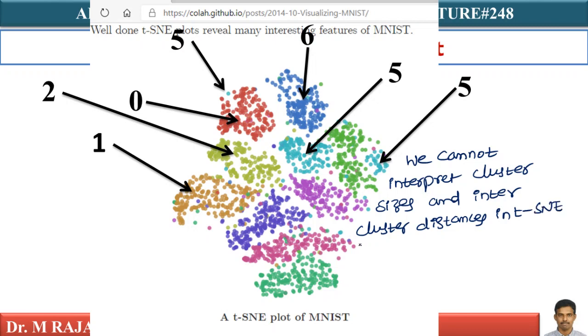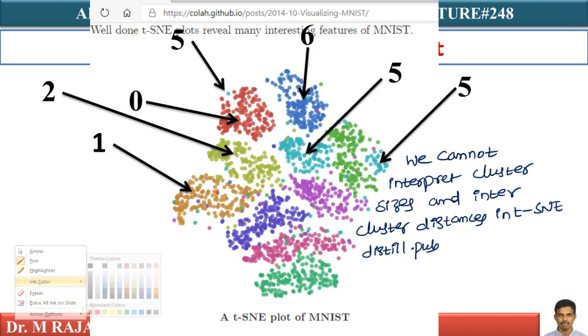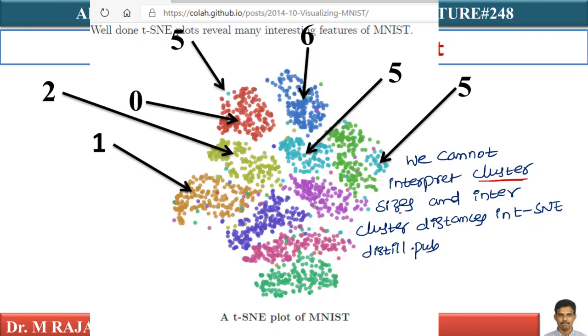I already discussed this in distill.pub. While discussing the outcomes of t-SNE, we discussed these two concepts. This you must understand. What are those two important concepts? I cannot interpret cluster sizes. I cannot interpret intercluster distance. I cannot interpret this cluster size, or this one, or this one. Even I cannot interpret the distance between these clusters. This distance also I cannot interpret.